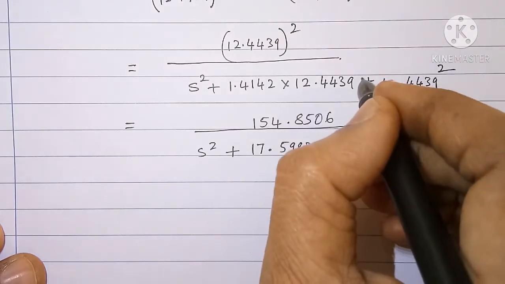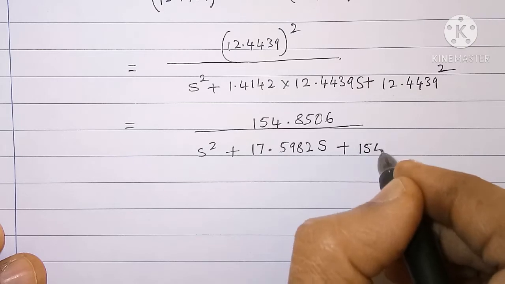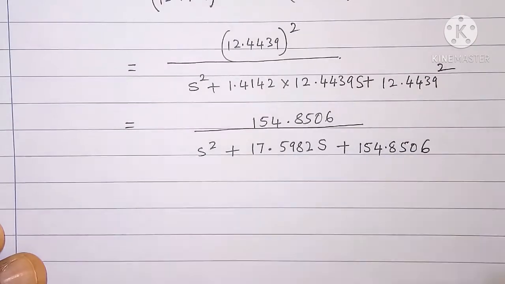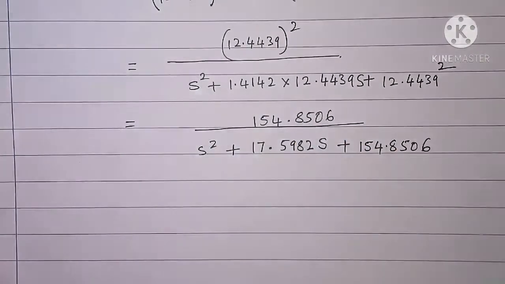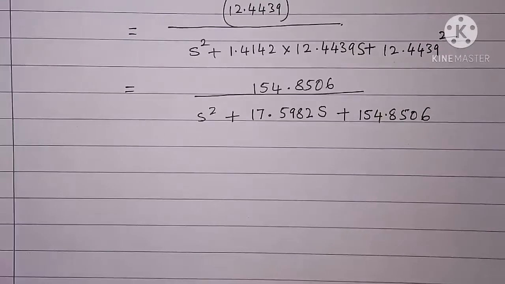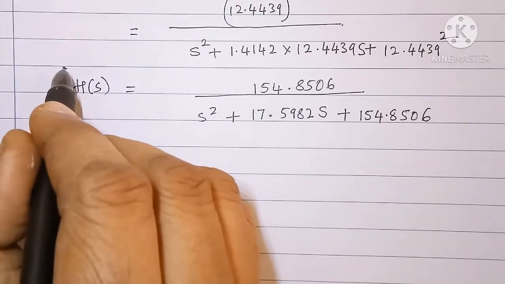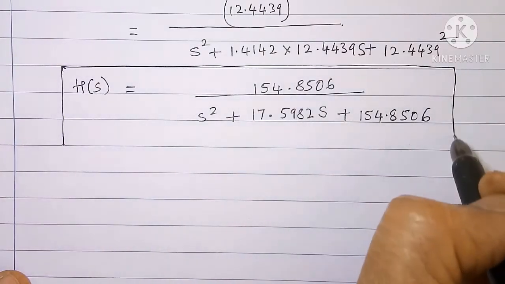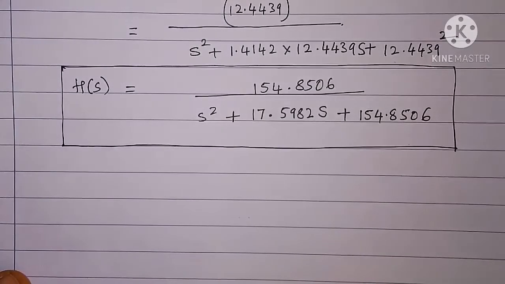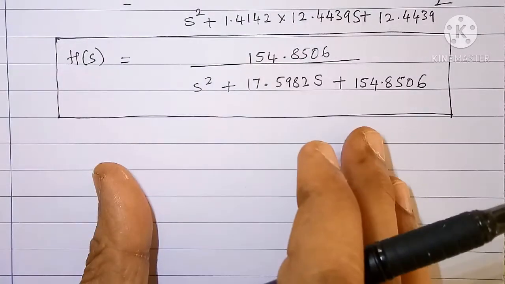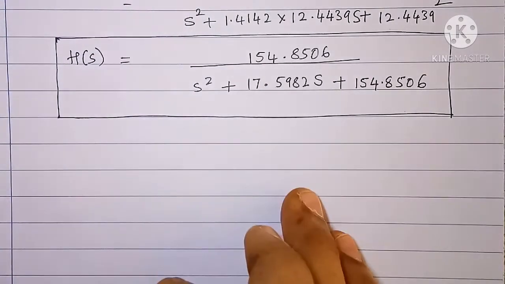s plus 154.8506. Here constant term and numerator both will be equal. So this is h of s, that is unnormalized transfer function of Butterworth low pass analog filter. Now using h of s, we have to convert h of s into h of z by using BLT.